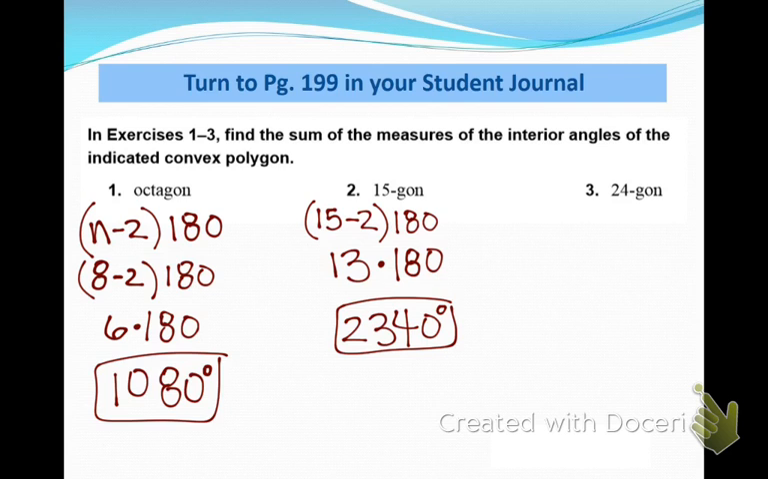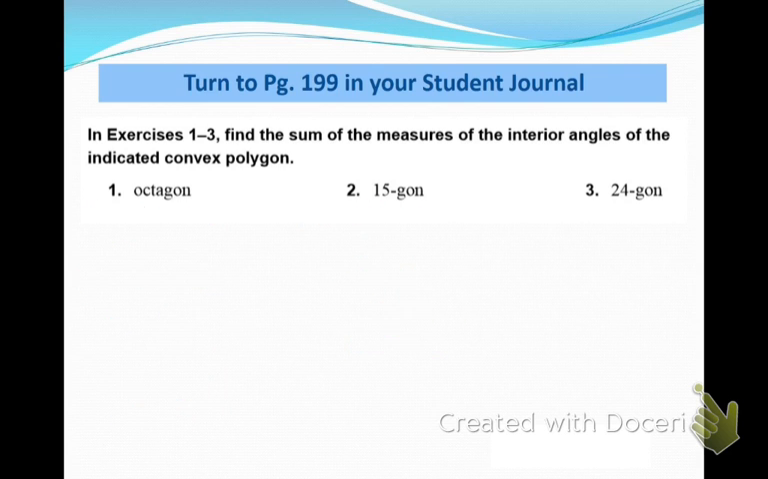So, you're going to go to your classwork paper. You should be doing it in your student journal. It's okay. So, you're going to go to your classwork paper. This is the paper that you're going to turn in. And you're going to do number 3. Find the sum of the measures of a 24-gon. 24.